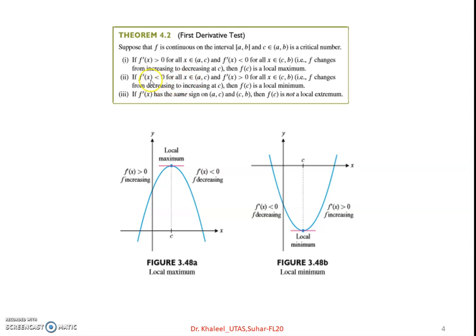If f prime is greater than 0 before c and less than 0 after, local maximum. If it is less than 0 between a and c, and greater than 0 between c and b, again c is common and the intervals are open, then f of c is the local minimum.